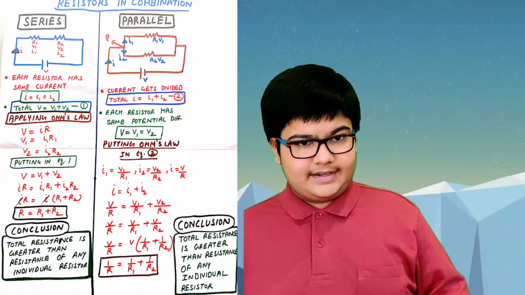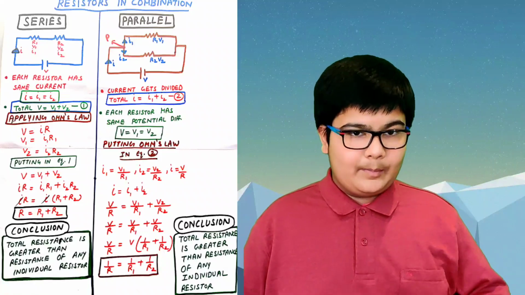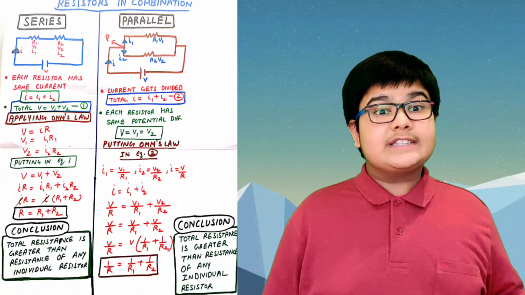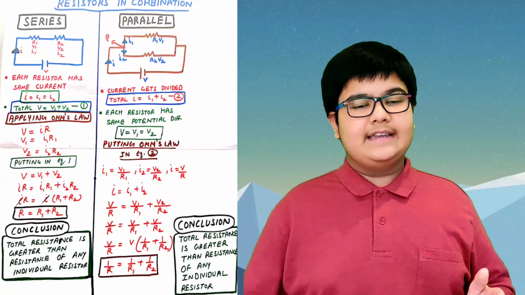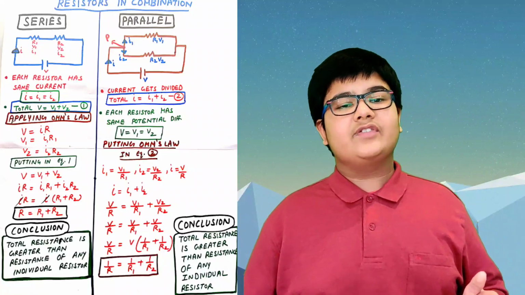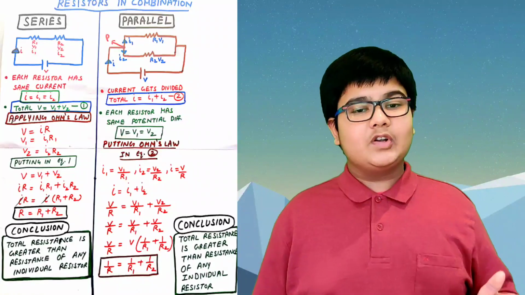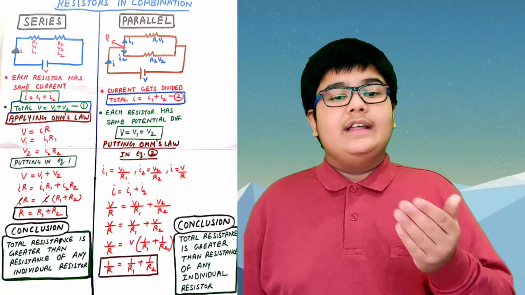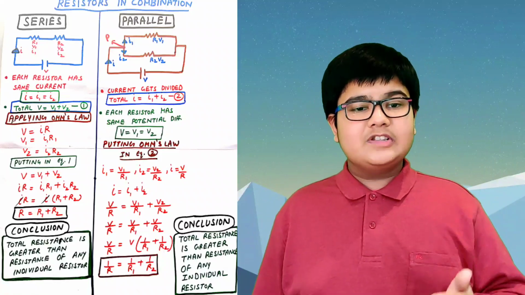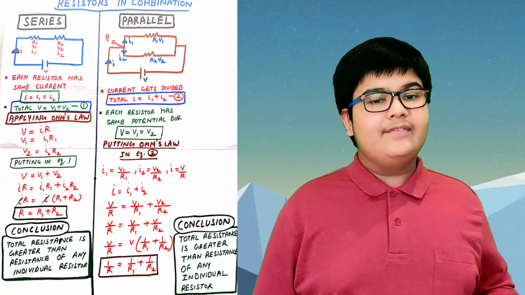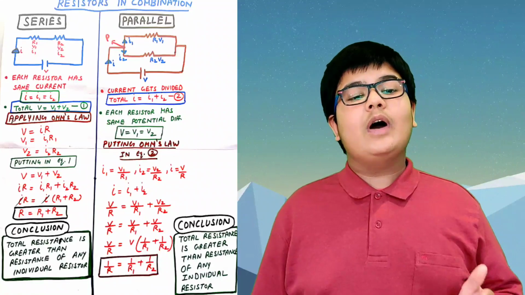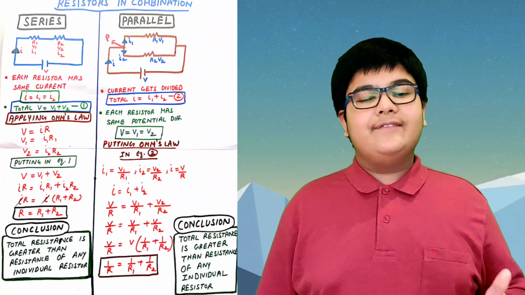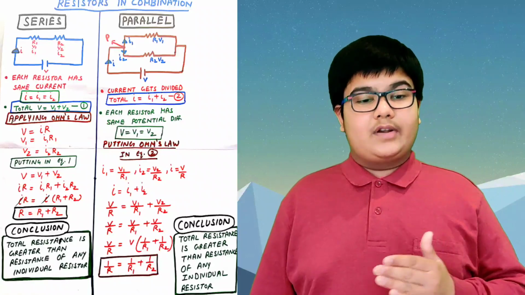Also, in a series circuit, the total potential difference, that is V of the battery, will be equal to the sum of the potential difference of individual resistors. That is, V is equal to V1 plus V2. Now, if we apply Ohm's law to V, V1 and V2, we get that V is equal to IR, V1 is equal to I1 R1, and V2 is equal to I2 R2.